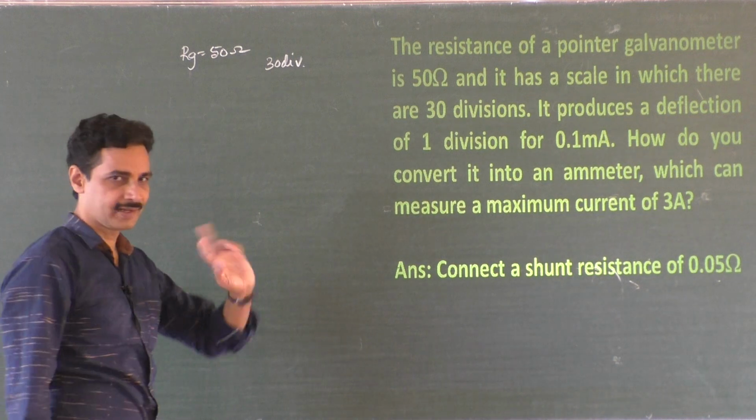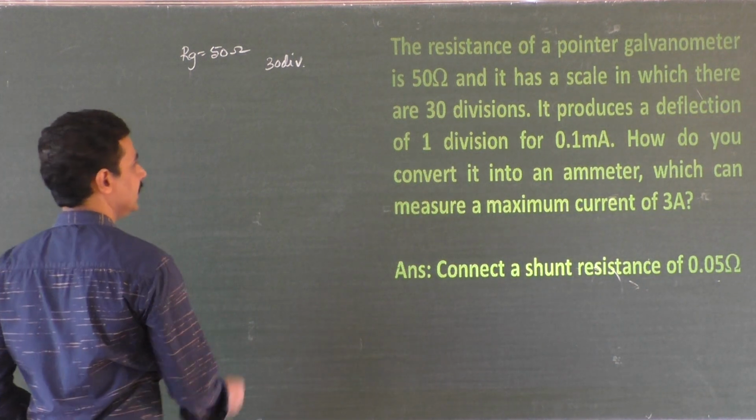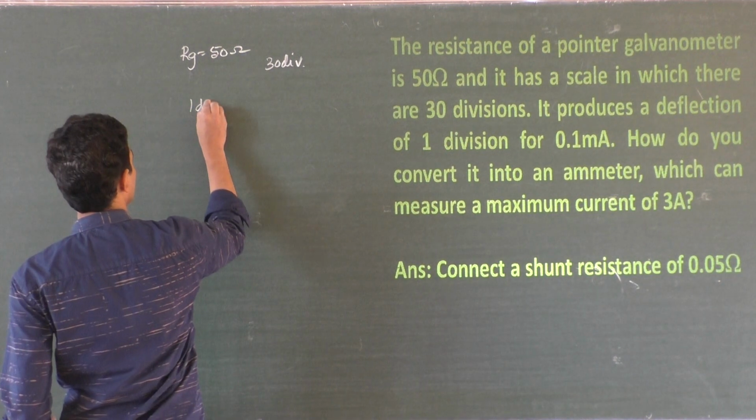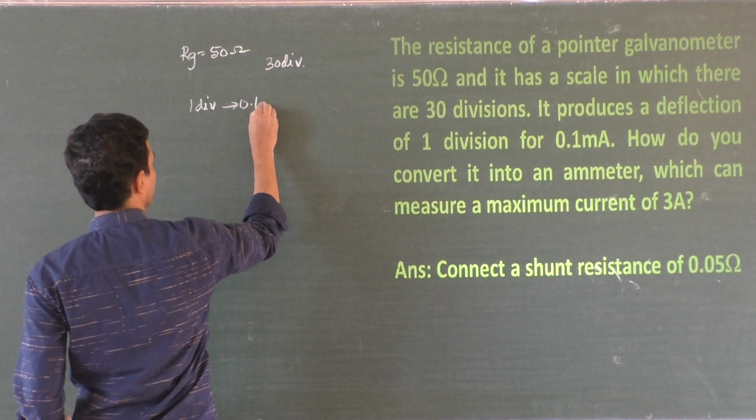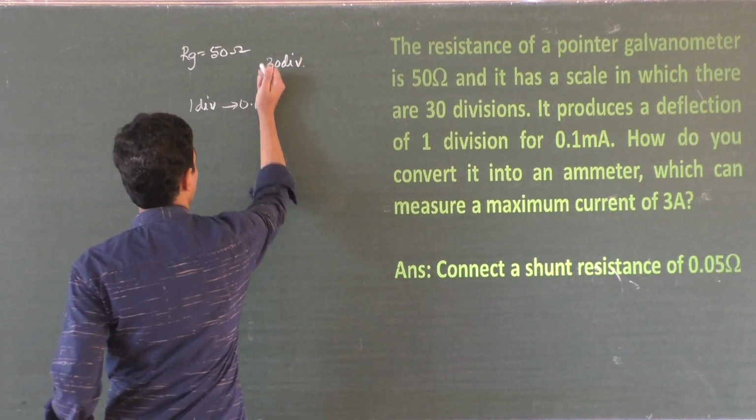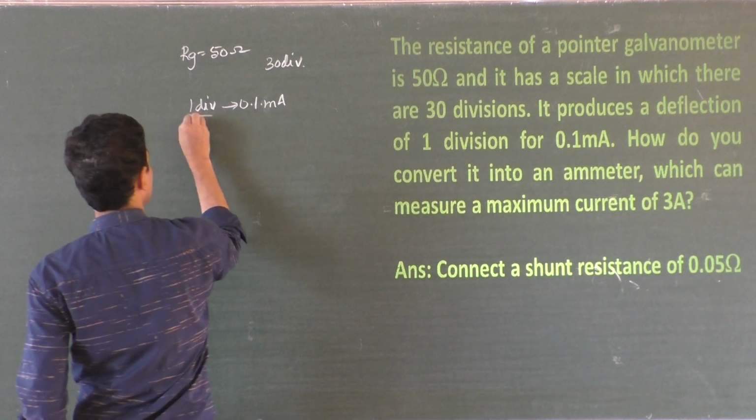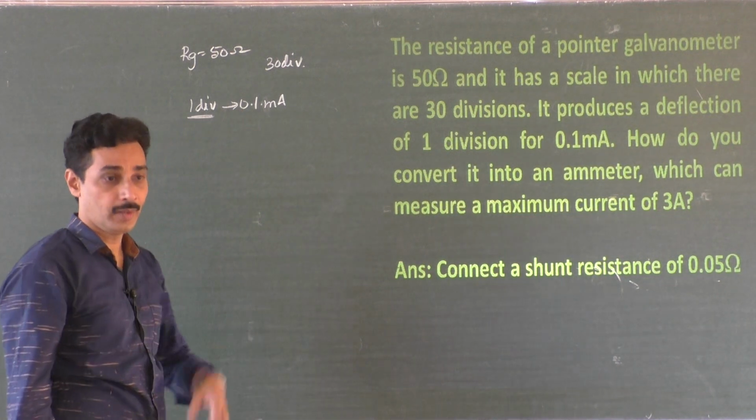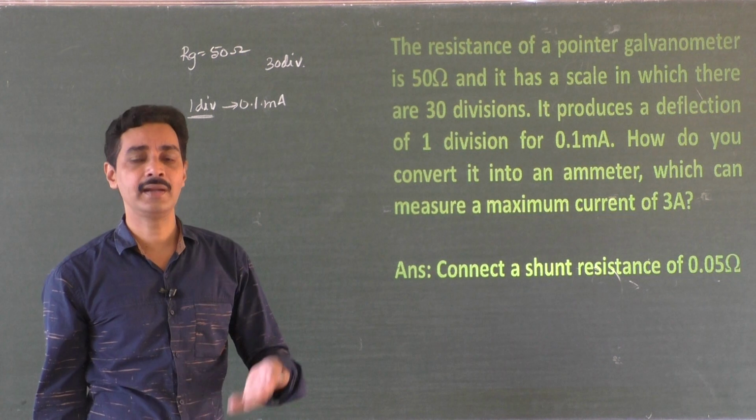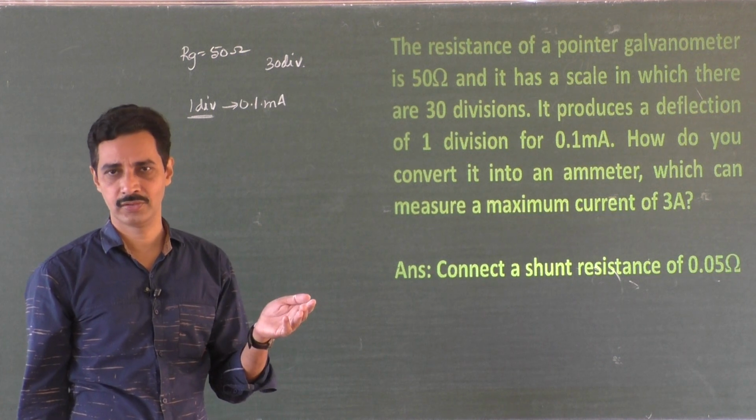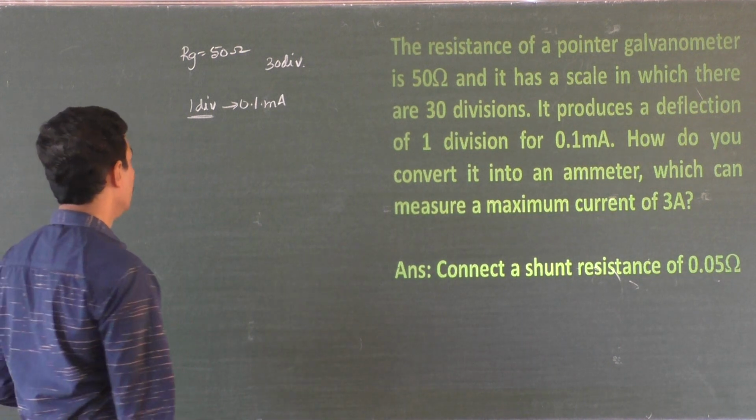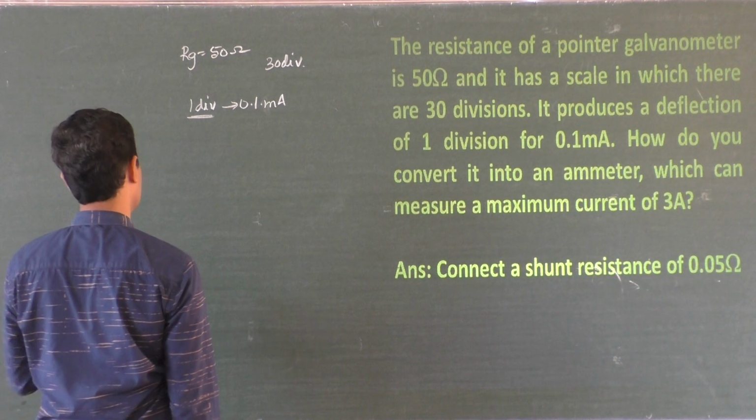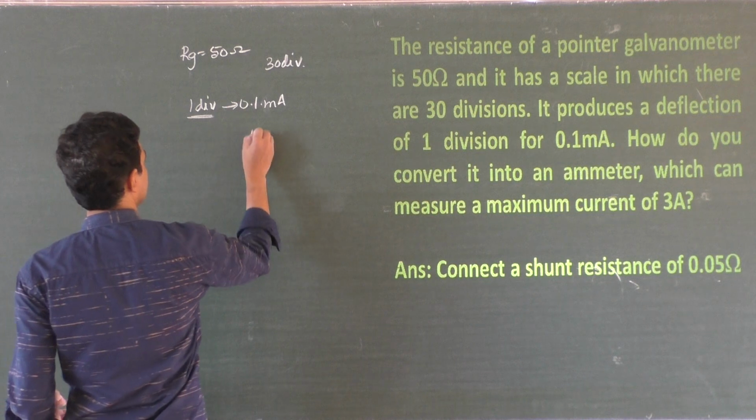Yes. This is the reverse of the previous problem. You see, for producing a 1 division deflection, you need a current of 0.1 milliampere. What do you mean by Ig? Ig is the current required to produce full scale deflection, that you know, right? If it is so, then what is Ig?